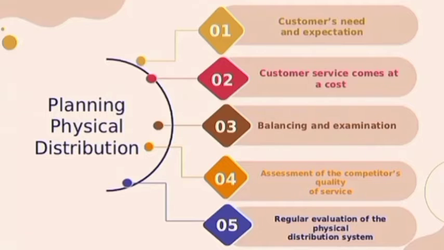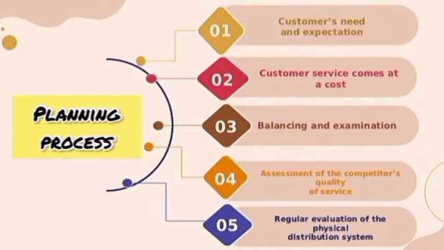An effective physical distribution system needs careful planning. In order to plan, the objectives of the distribution system should be clearly defined. For example, an objective could be to execute all the export orders within 8 weeks of receipt of purchase order or letter of credit. There are 5 steps of planning process.